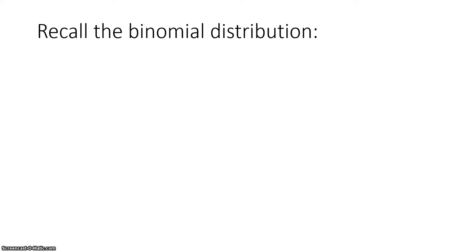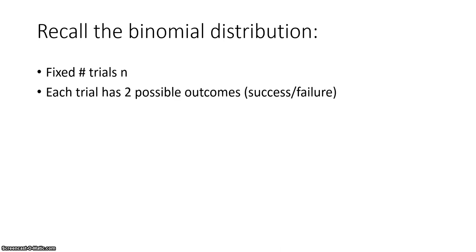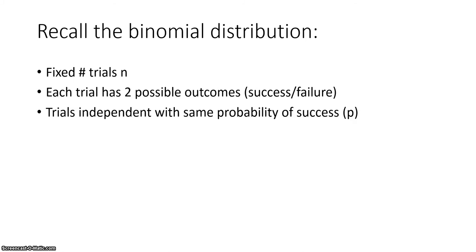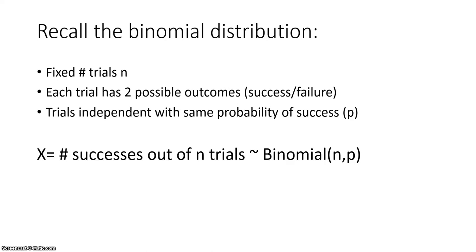We're going to start by reminding ourselves about the binomial distribution. Remember that this distribution is useful when we have a fixed number of trials, which we call n. Each trial has two possible outcomes, success or failure. The trials are independent of each other with the same probability of success, which we call p, for each trial. And in that case, when we consider the random variable x as the number of successes out of the n trials, we said that x has a binomial distribution characterized by the parameters n and p.